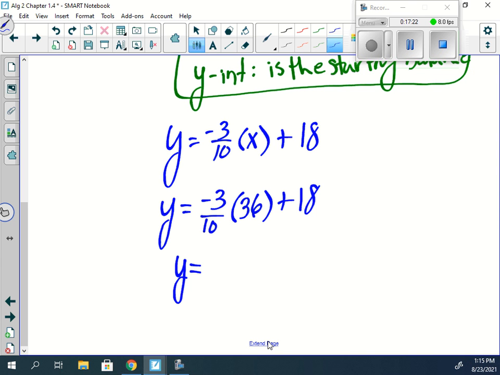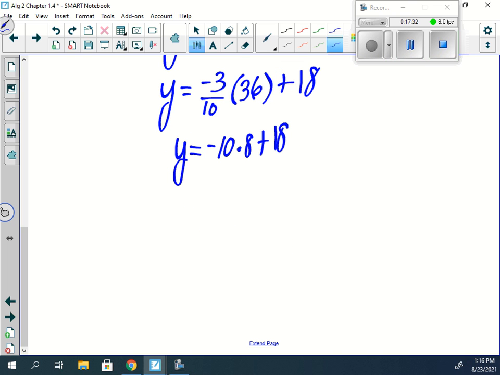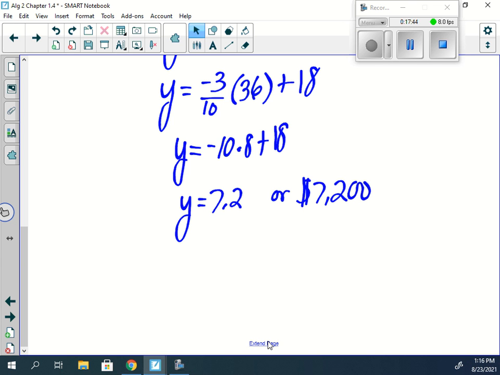Now at this point, you can type the whole thing into the calculator. And if we type this in, we'll get negative 10.8 plus 18. It'll tell us that y is equal to 7.2. Really that we have $7,200 left on the loan.